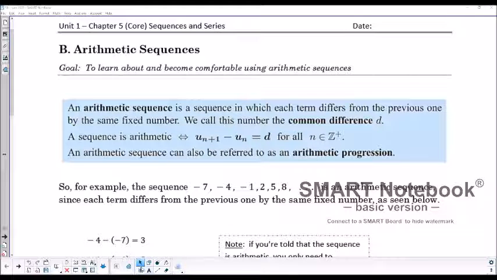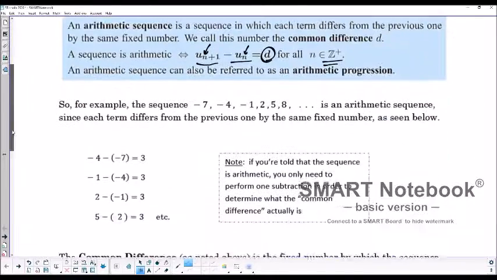So here's one term, here's the term before it, and we get the common difference, the difference between those two values. And n is the term number, so n plus 1 is the term after that term. And n has to be an integer because we're talking about exact term numbers in the sequence. An arithmetic sequence can also be referred to as an arithmetic progression.